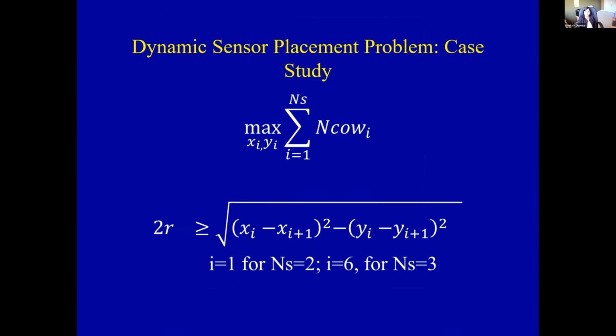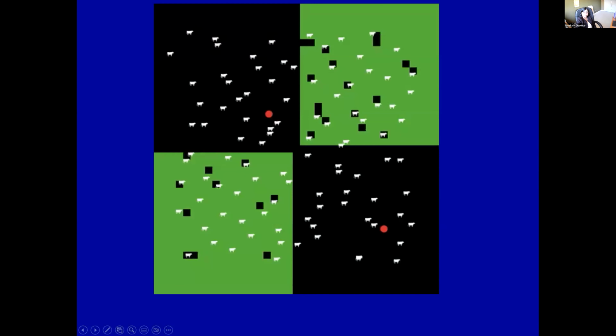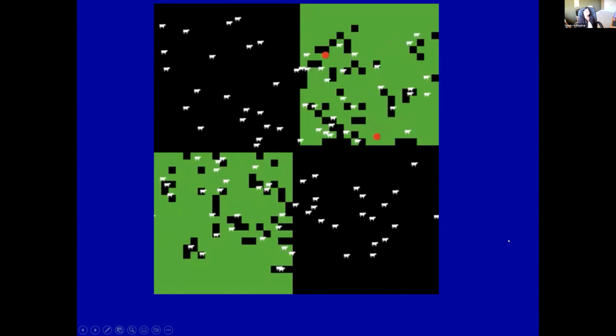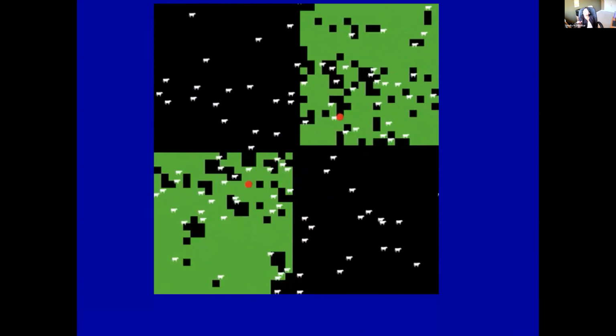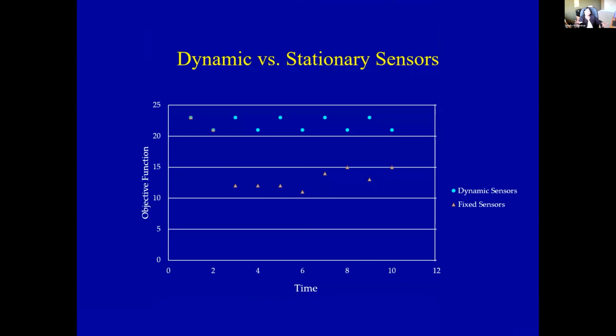Here I'm showing how we did real-time optimization, and this is real-time optimization with BONUS. You will see the two dots are sensors. They change wherever cows are going. Wherever there is the maximum number of cows, they will find those cows. So this is what we use now in dynamic sensing. For these cows, the objective function was how many cows could be measured, and you can see that with a fixed number of sensors, you can measure the cows only initially, while with dynamic sensing, you can measure most of the time.